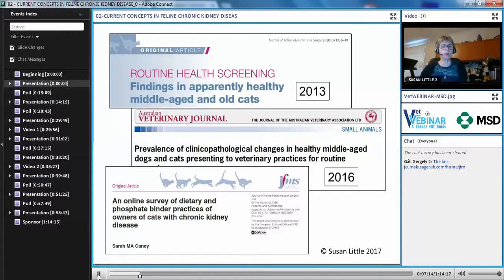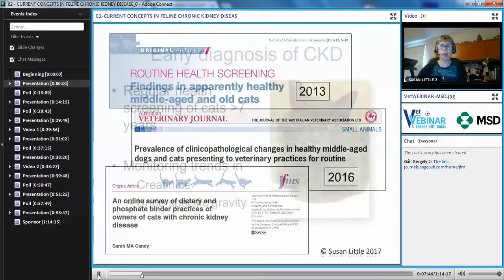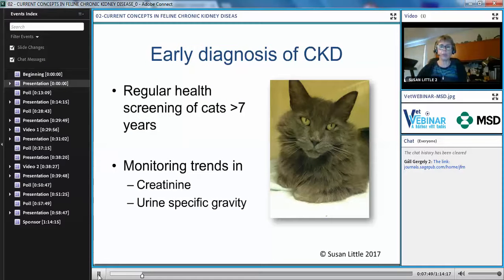I also want to share with you this study. We're going to talk about some other findings in this study in a few minutes. This is a study that was a survey of cat owners in the UK. These were owners of cats with chronic kidney disease. And about 11% of those cat owners said that they didn't know their cat had chronic kidney disease, and it was only detected when their veterinarian ran some routine screening blood work in what was an apparently healthy middle-aged or older cat. So there definitely is some value to being proactive and doing some early screening for disease in middle-aged and older cats.